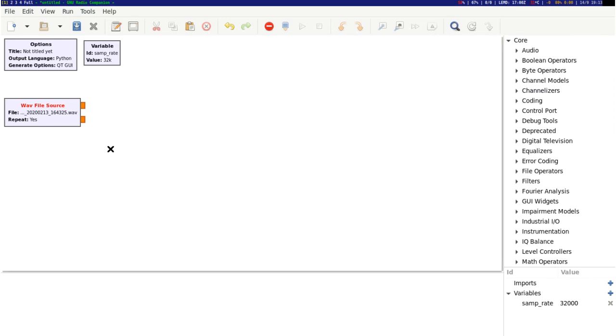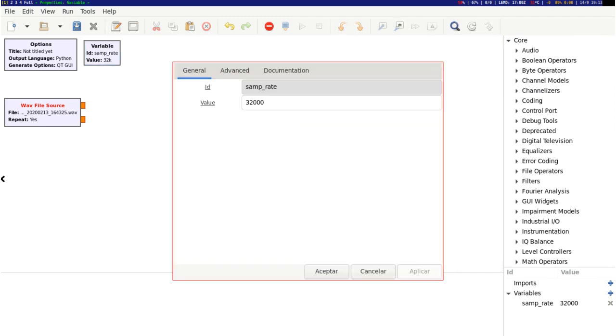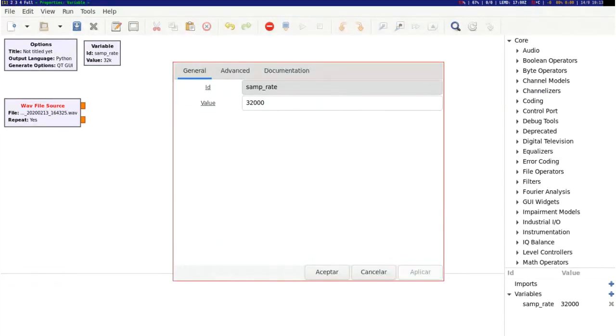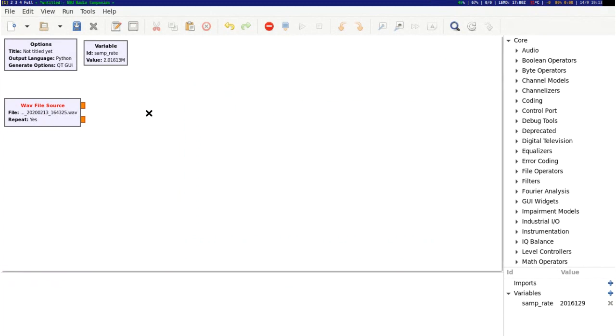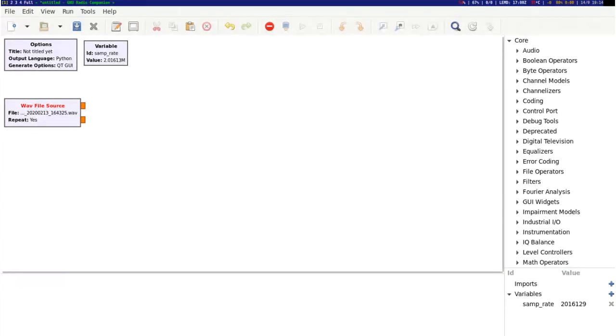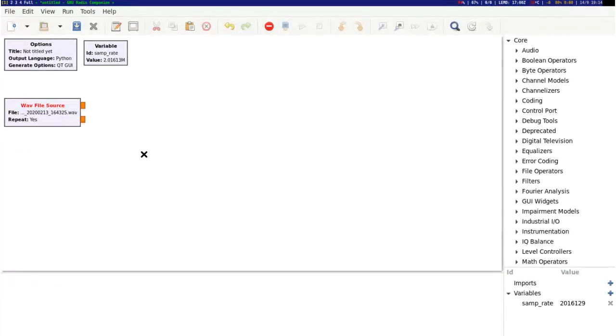Another thing I need is the sample rate. I don't know it by heart, so I'm going to cheat and look it up. It's 2016129, so nearly 2 megahertz. If you did this recording yourselves, then of course you know the sample rate. And if not, then you can examine the WAV file headers.